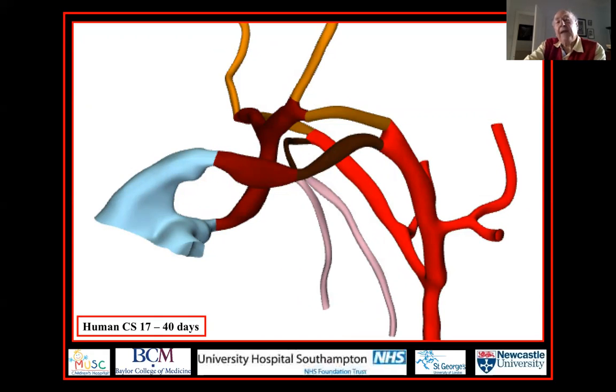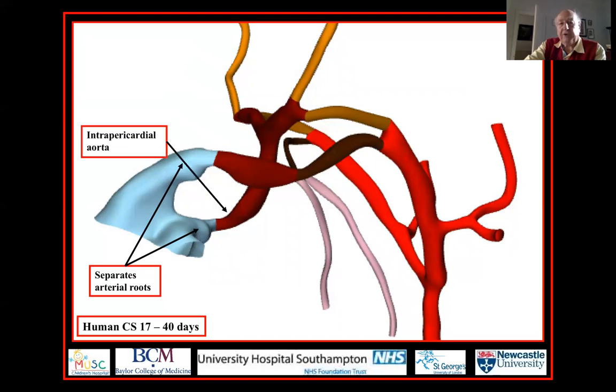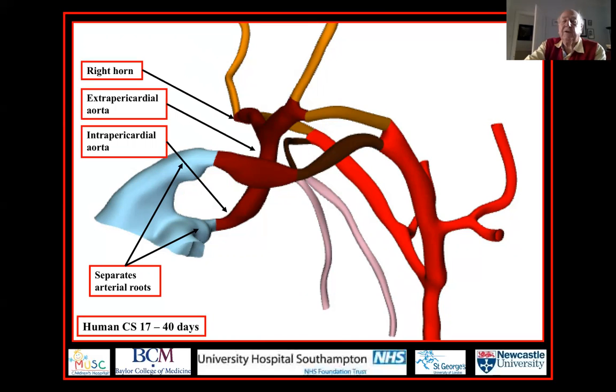We're nearly now at the end of the 6th week of development. But what we can see now, we discussed this last week, within the outflow tract itself, the intrapericardial outflow tract, the intermediate part has now separated into the aortic and the pulmonary roots. If we look at the developing ascending aorta now, we can recognize clearly an intrapericardial part, an extrapericardial part. That extrapericardial part now itself continues as the horns of the aortic sac.